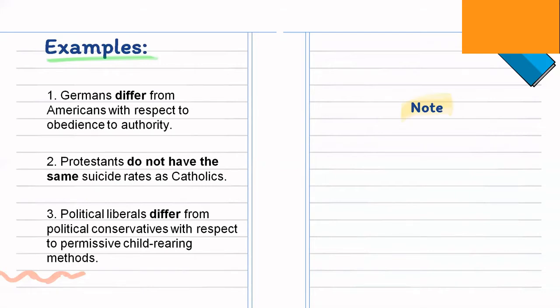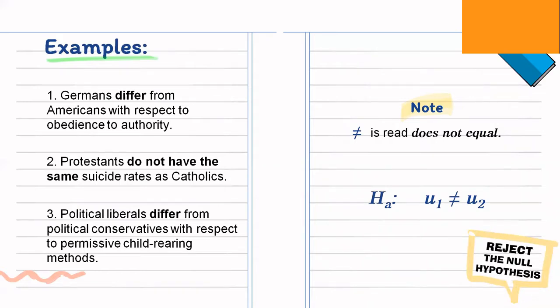Take note that the symbol not equal is read as does not equal. So here, if we accept the research hypothesis, it just means that we reject the null hypothesis.